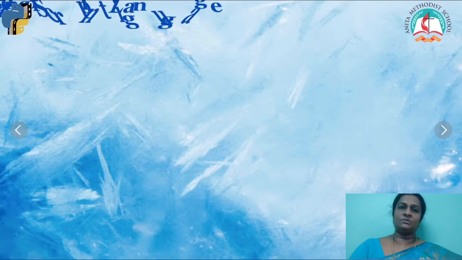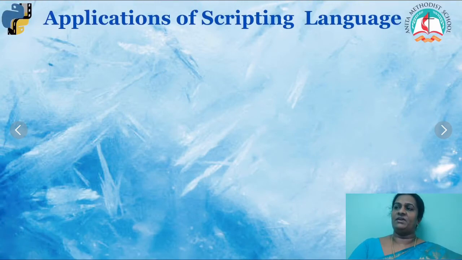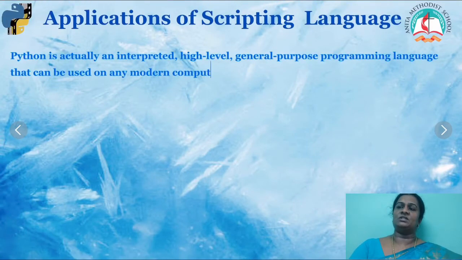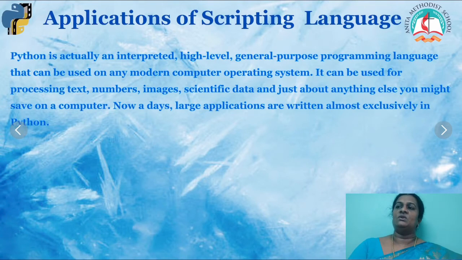Okay, what's the next one we are going to see? Again, we are going to see applications of scripting languages, and how Python is going to be used over here. See here, Python is actually an interpreted high-level general purpose programming language that can be used on any modern computer operating system. So whatever the current operating system, it can be used. It can be used for processing text.